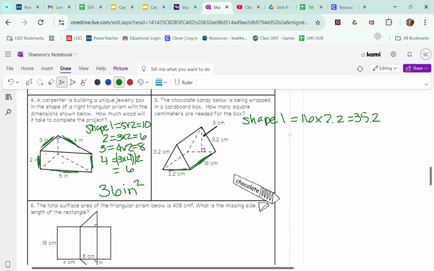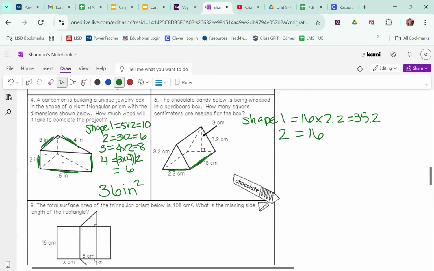All right, then I have shape 2. Okay, and shape 2 is going to be 16 times 3.2, which gives me 51.2. So we have 16 times 3.2, because that's going to be this piece and this piece. And then we have shape 3, and that's going to be for both of those sides of that.